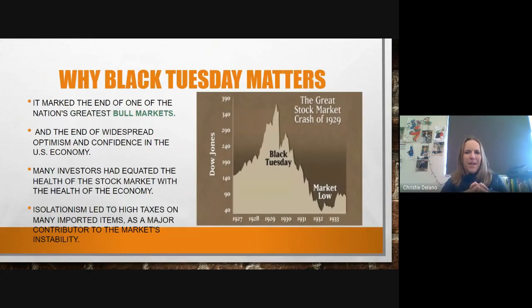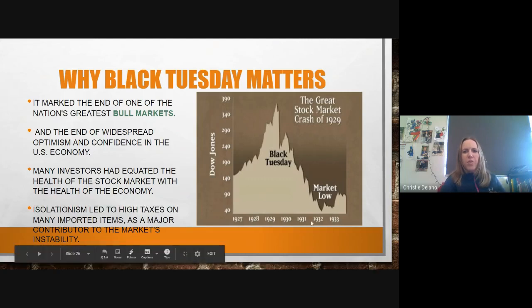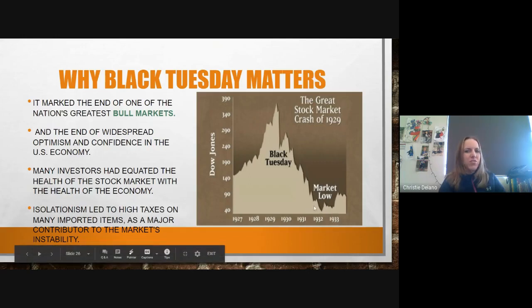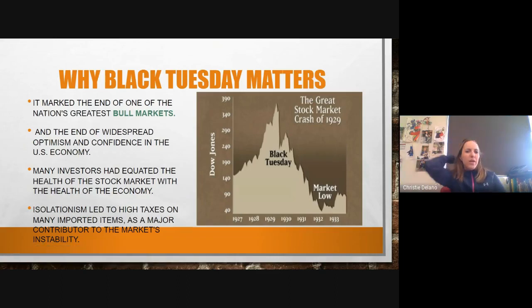So why does Black Tuesday matter? You can see on the chart over here, right? You've got in the late 20s, really huge, this is the Dow Jones stock market, right? Huge climbs, huge climbs, and then a big drop, and then further drops. A bit of a tiny edge up, and then another drop, and another drop, and another drop. And there is no government intervention at this point, really, until it hits those lowest of lows. So you have the end of optimism and confidence in the economy come Black Tuesday.